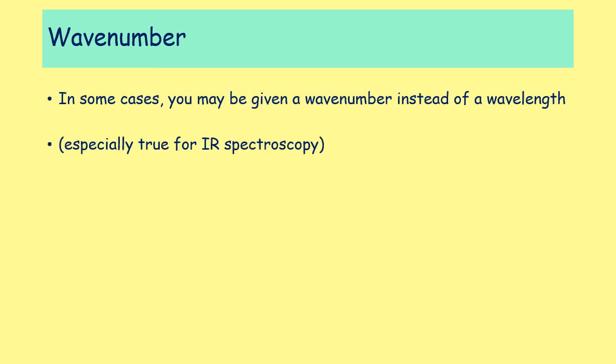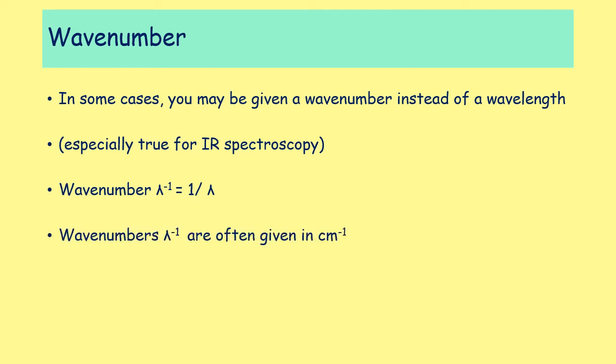Another confusing thing that can sometimes happen is that instead of a wavelength, they may give you a wave number. And this is especially true for infrared spectroscopy, something you will learn about in Unit 2 and Unit 3. Now the wave number is lambda to the minus 1, or just 1 divided by lambda. And remember, lambda is our wavelength. It is typically given in centimeters to the minus 1, which is a very annoying unit.